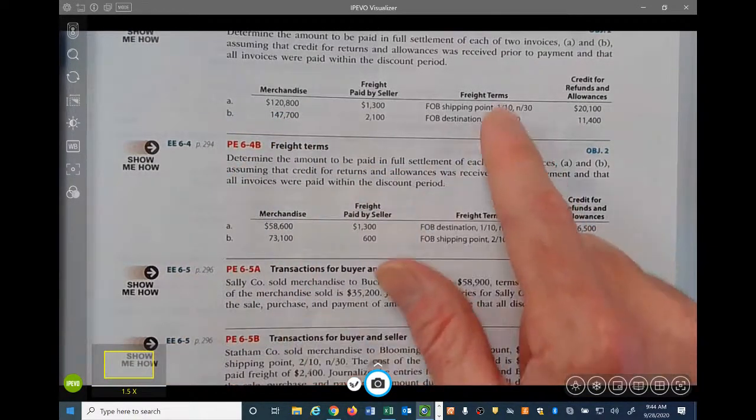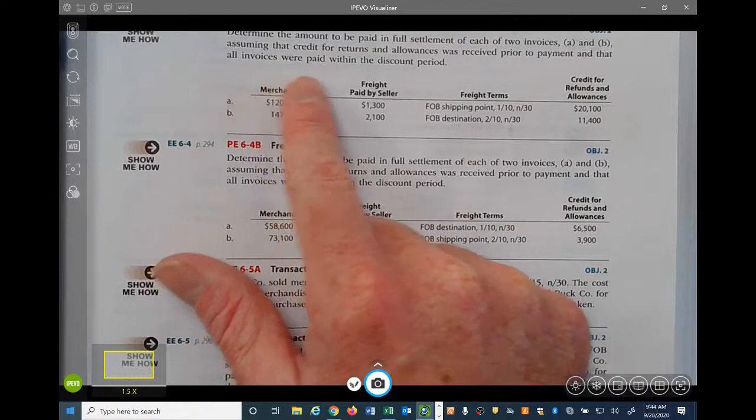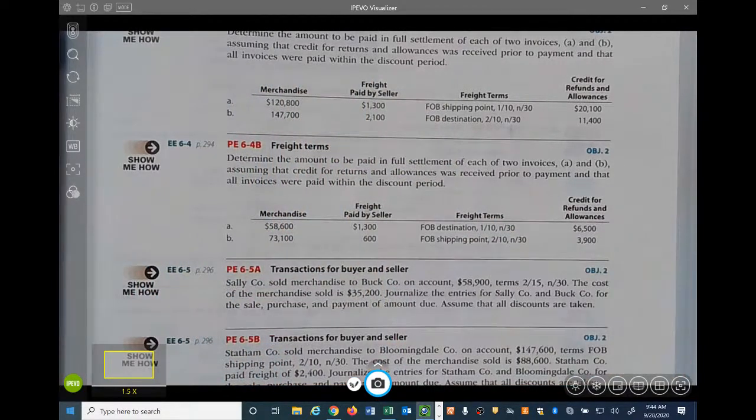It says too that prior to payment, all invoices were paid within the discount period. Okay. So if all returns and allowances and all discounts were paid within that discount period, what would be the amount that we want to record this amount of the purchase for? What would be our purchasing amount?